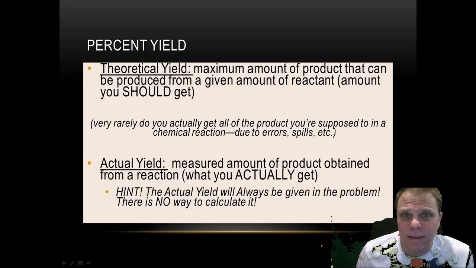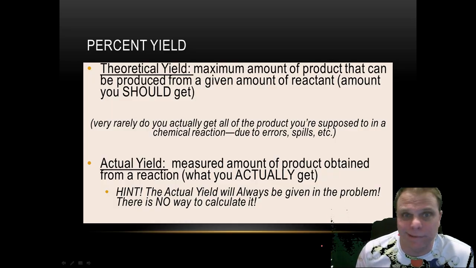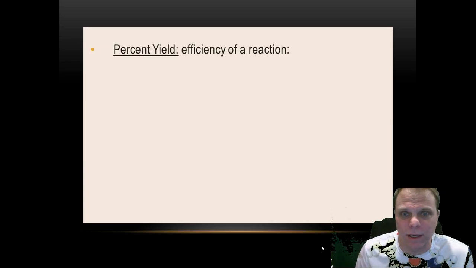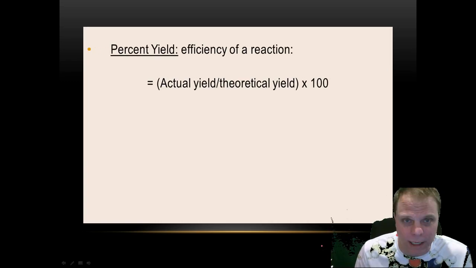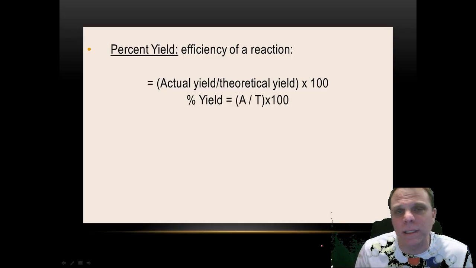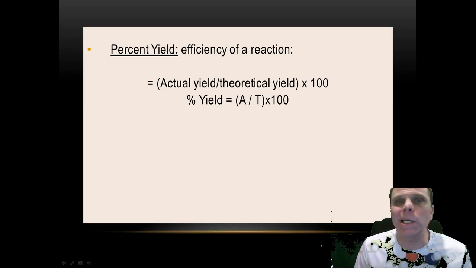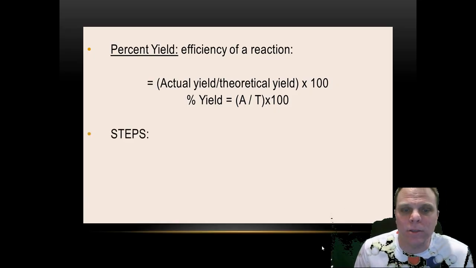You can't do the problem without it. Either you do the experiment or we give you the actual yield as a value. And so, yeah, it's going to be easy, right? It's just doing a little division problem and then multiplying by 100. Percent yield is the efficiency of your reaction. So we take the actual yield divided by the theoretical yield, multiplied by 100, A over T times 100, and we get it. So it's pretty easy, right?